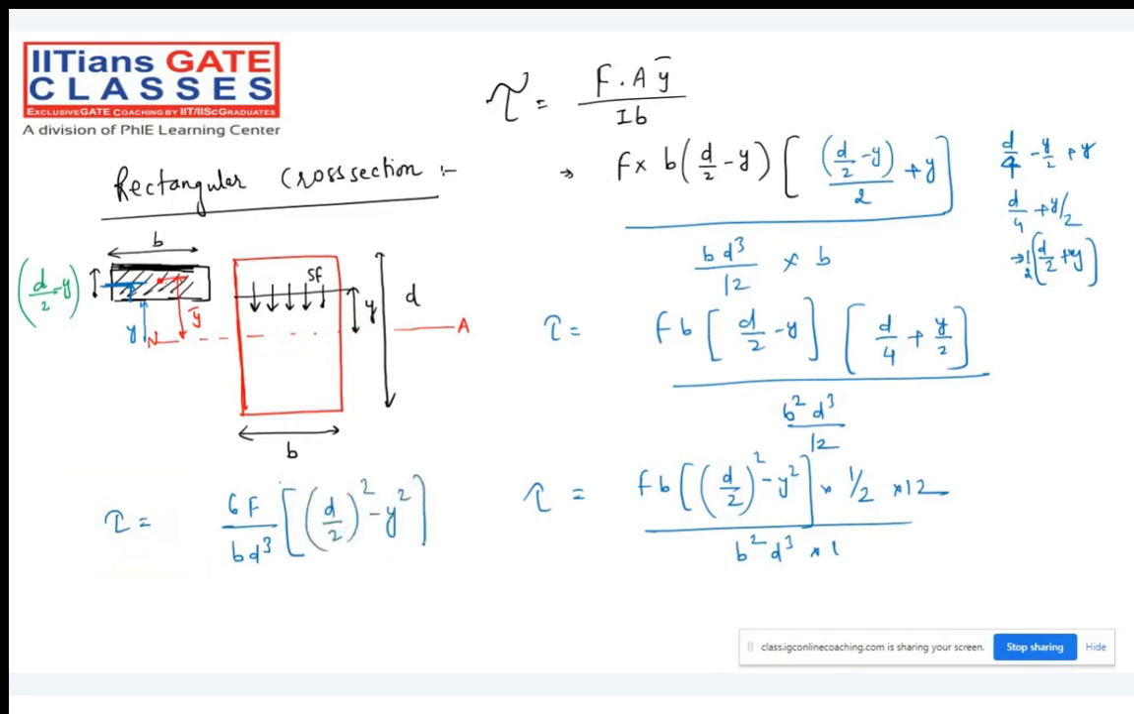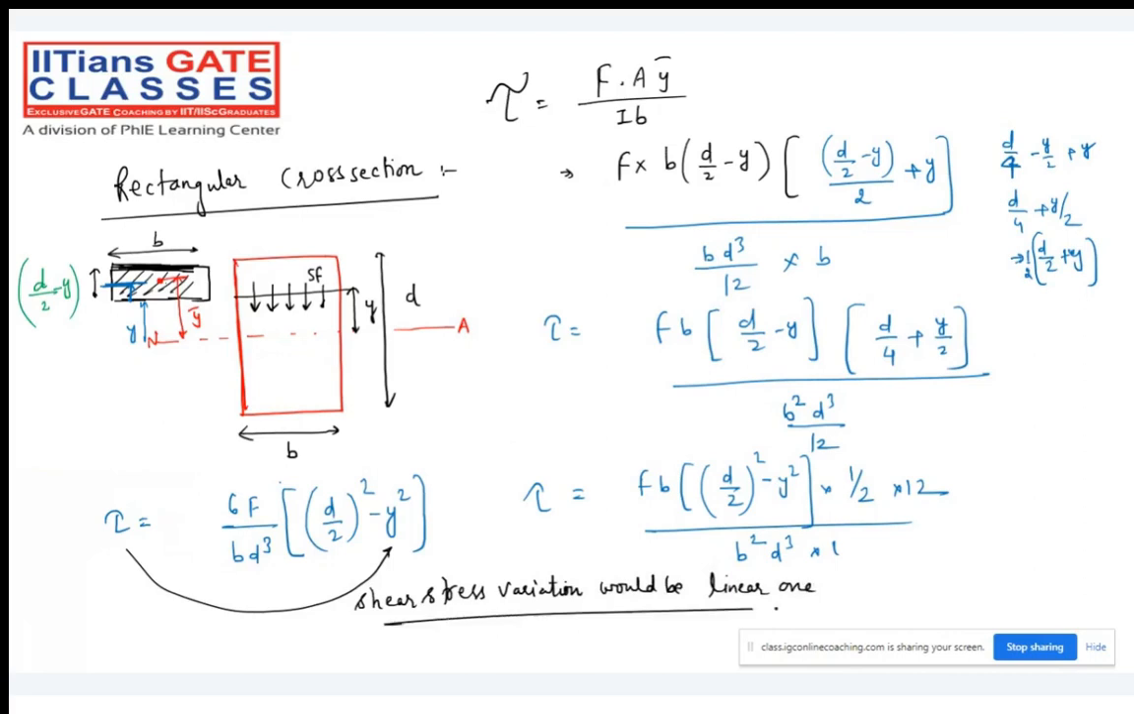Why am I doing the derivation? Because I need to prove that the shear stress variation will be a parabolic variation. Just like what you have seen, the bending stress is a linear one. Here the shear stress variation would be parabolic. Make a note of it. And how to draw the parabolic variation? Let's see.